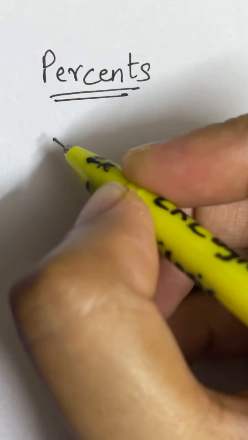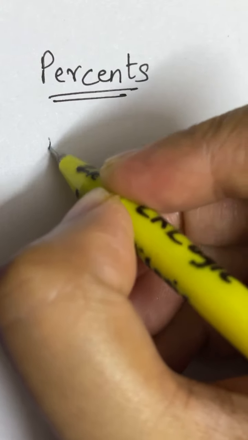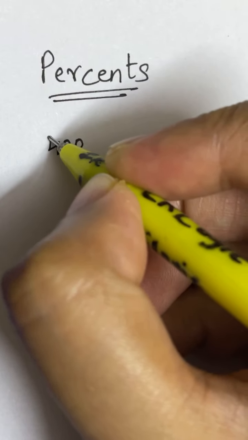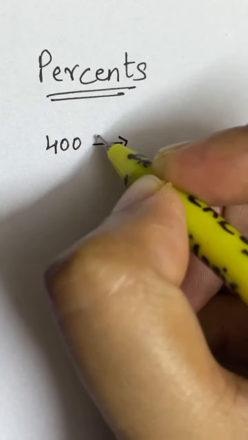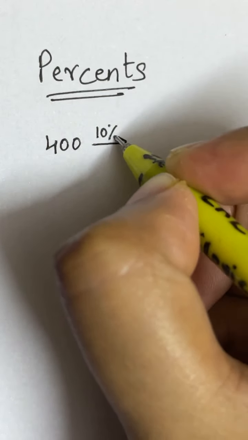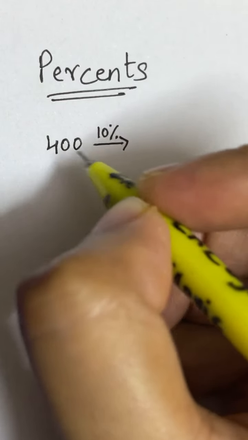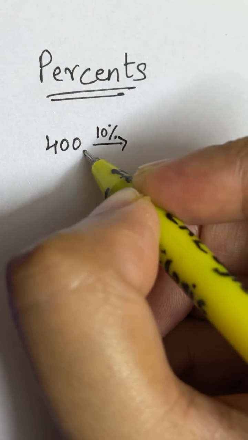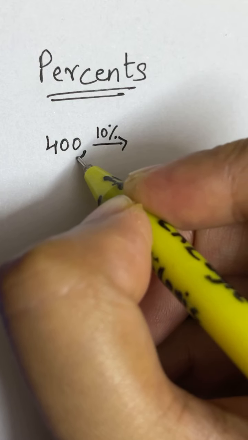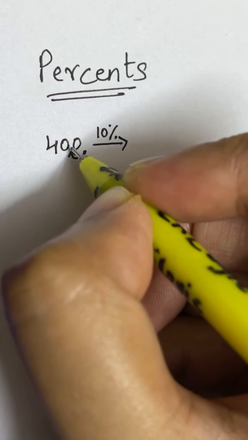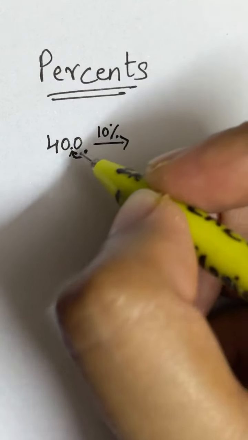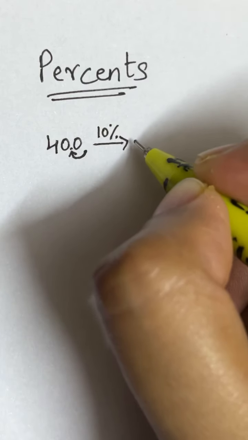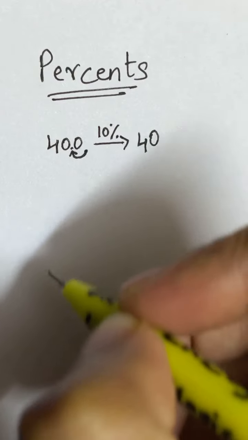Suppose we have to find out 10% of 400. So we have 400, and we just have to place the decimal towards the right side of the number and move one slot towards the left. Your decimal appears one slot towards the left, so 10% of 400 is just 40. All right. Let's see another example.